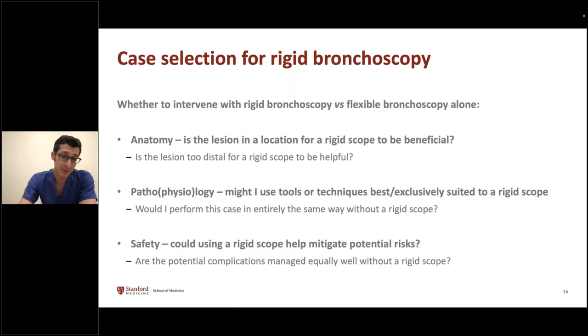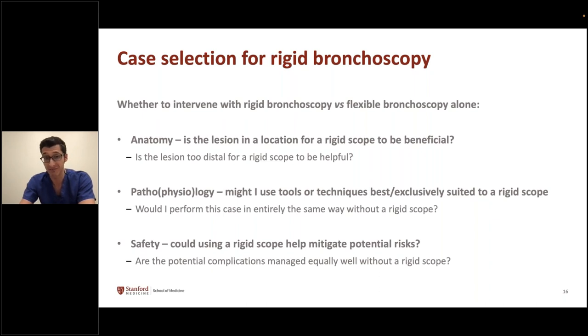And then lastly, and really maybe this should go first, and I didn't put it first because bronchoscopy in general is relatively safe, has a good safety profile, I should say. Could using a rigid scope help mitigate potential risks? This is, I think, a little subjective and a little qualitative and a little hard to drill down on, but for people who become more accustomed and more experienced with rigid bronchoscopy, there is a certain level of control and stability in the central airways that it provides.